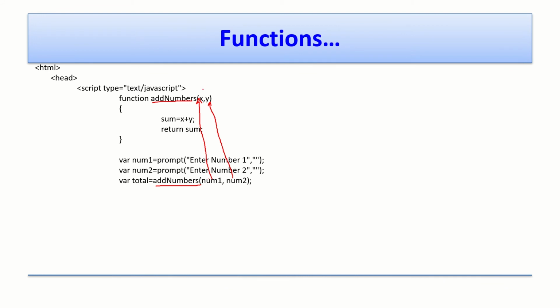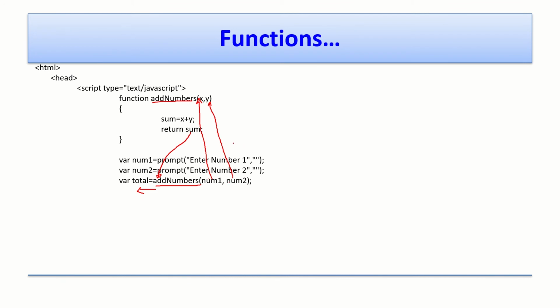Inside the function, we should have two parameters, because here you pass two values, num1 and num2. Those two values should be taken by the function as x, y. So num1 got assigned to x, num2 assigned to y. Then we take the summation x plus y and return the summation. The return value comes back here, so the return value should be assigned to another variable. That's why I define the variable called total.